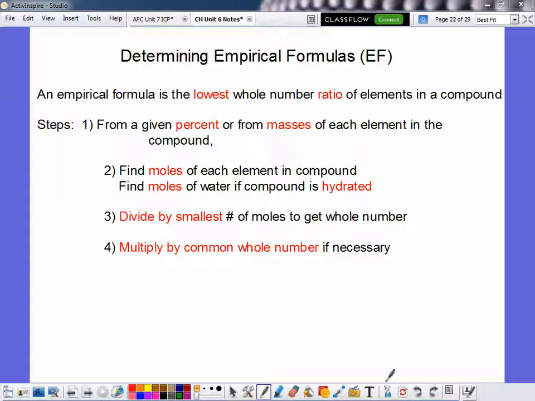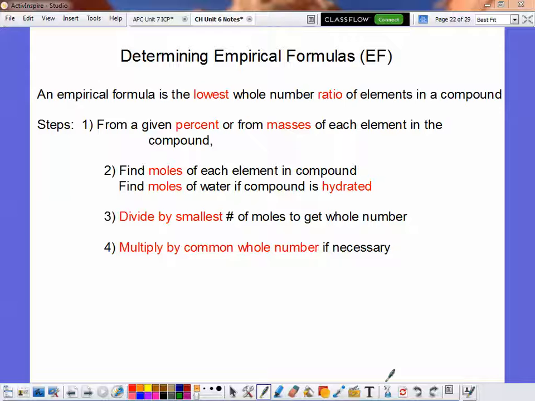Once you have the moles of each element in the compound, you're going to divide by the smallest number of moles. Divide each by the smallest number of moles. That gives us our ratio of the elements to each other. Then, if necessary, we multiply by a common whole number to get whole numbers. There's a little poem: percent to mass, mass to mole, divide by small, multiply by whole. A little rhyme to help you remember how to do empirical formula.